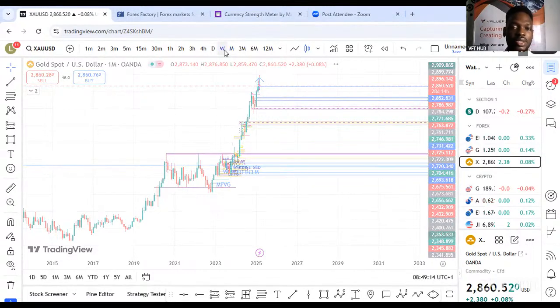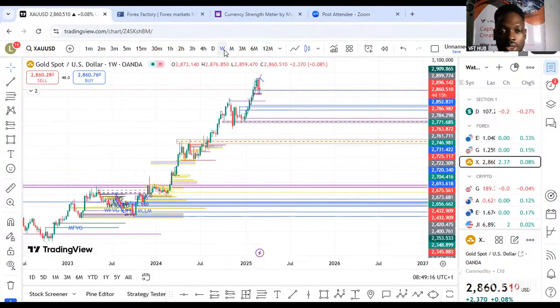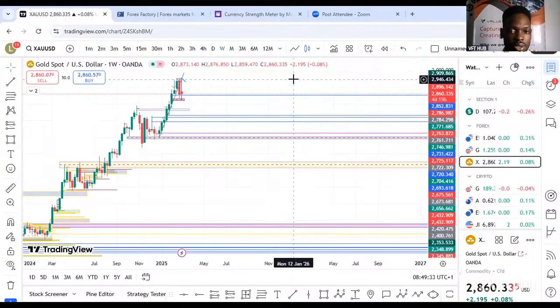All right, so this morning we'll be going quickly into the analysis of the precious metal, gold, and then from there we go to Japan to see what is going on on the yen basket. Then we conclude with the other yen correlated pairs. All right, so let's quickly start with the precious metal.